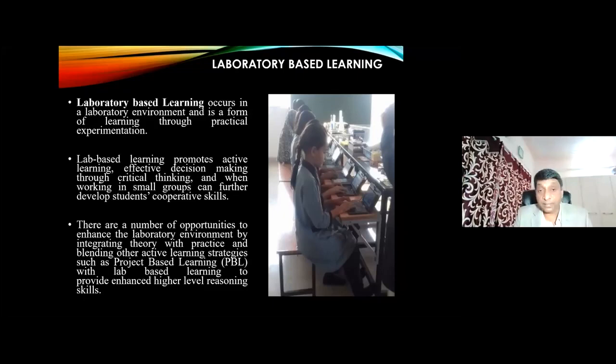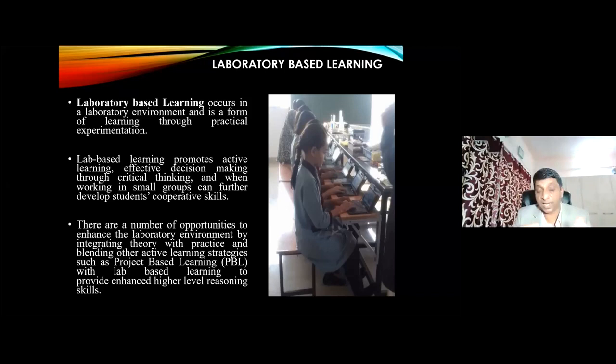Then another very important aspect of active learning is laboratory-based learning. Okay? So we should have laboratories. Like in our school, we have laboratories right from primary and upper primary. Everything they learn is in the laboratory. They have all the experimental goods, equipment and material, everything is there in our school. And their curriculum is designed so that every science book has only experiments, and they have to do those experiments and learn from there.